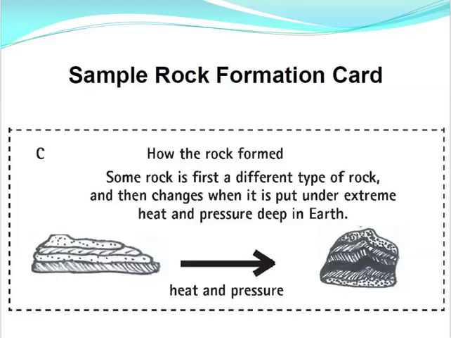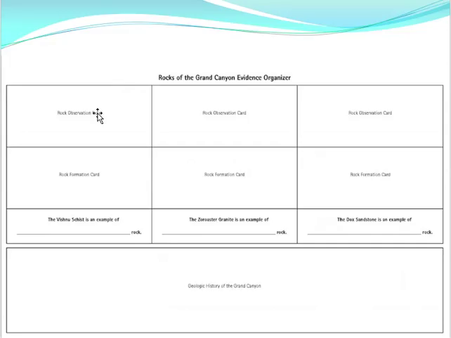And so what you're going to do is take this one here, and you're going to decide of the 3 different rocks, the Vishnu schist, the Zoroaster granite, or the Dox sandstone, which one of these do you think is metamorphic rock? And you're going to tape that into the rock formation column. So it could be here, it could be here, or it could be here.